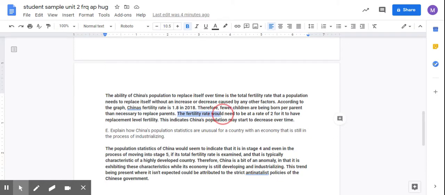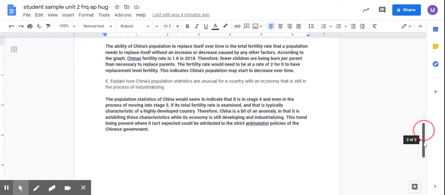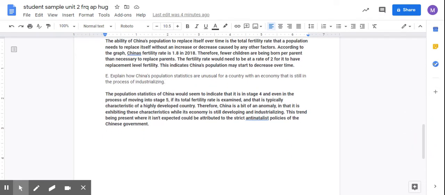So that's where the student locks it up right here. This fertility rate would need to be at least 2 to be at replacement level. This indicates China's population may decrease over time. So there, the student is making a connection to the table. The student is answering the question, no, it's below replacement level, and why. The last 2 sentences say why. So that locks in the description point.